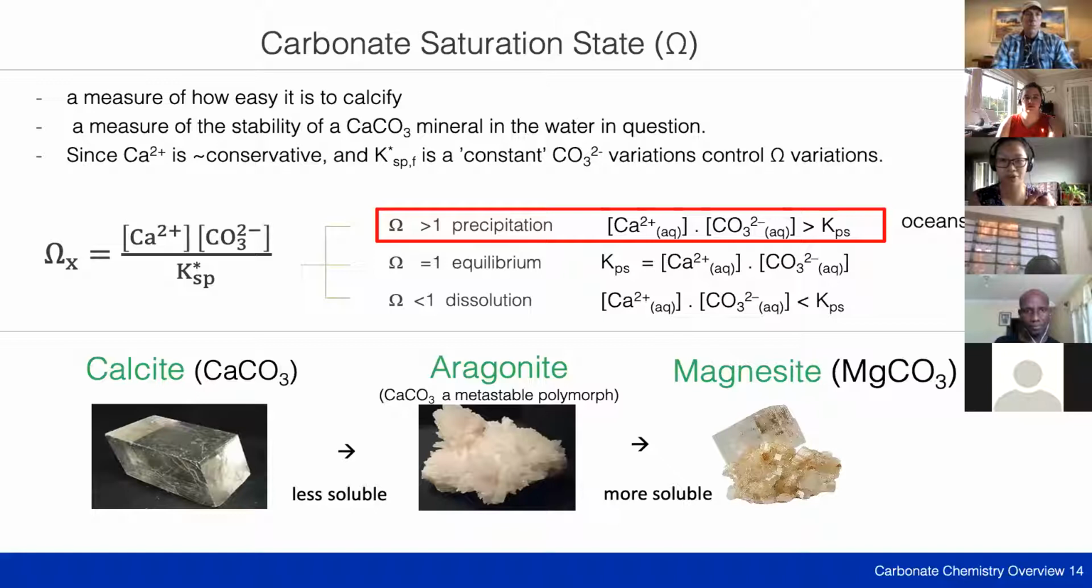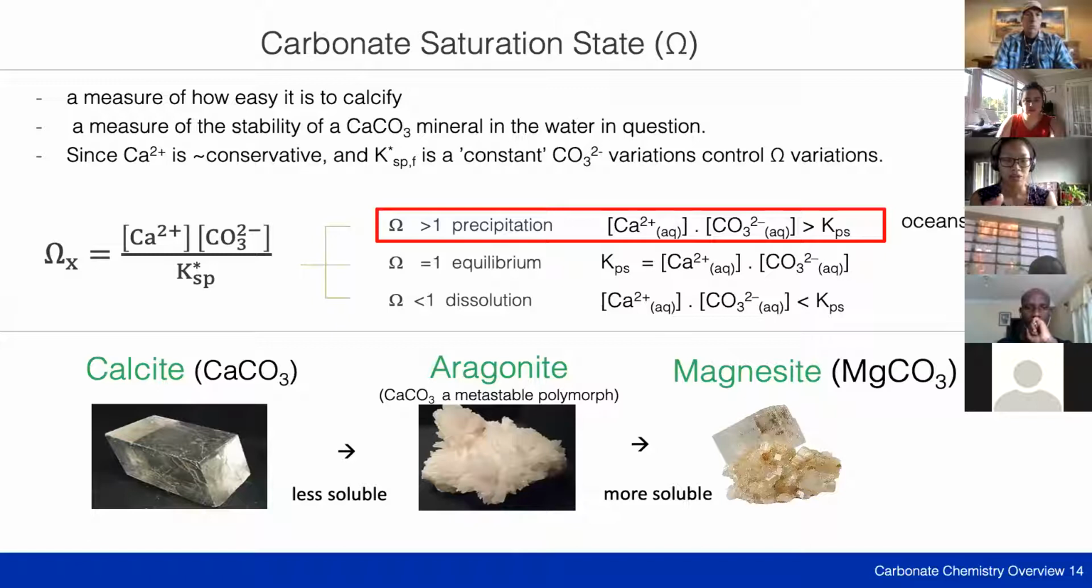So those four parameters, PCO2, alkalinity, DIC, pH, those are what you can measure. And then this is something that can be calculated from those measurements. So carbonate saturation state is a measure of, there's a lot of organisms in the ocean that make their shells or skeletons out of calcium carbonate. It's a mineral that is calculated by the concentration of calcium and the concentration of carbonate in the ocean. And it basically tells you how easy it is to calcify in that water.